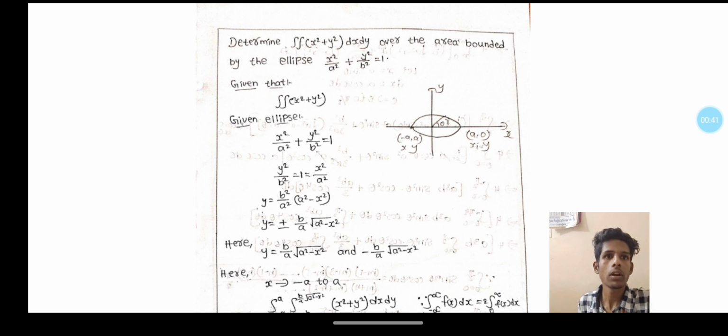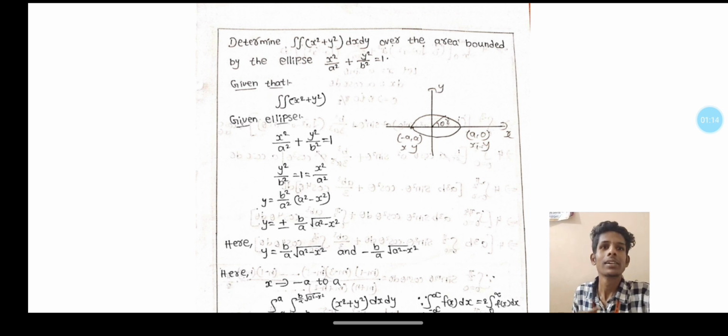dy, over the area bounded by the ellipse. The ellipse is x square by a square plus y square by b square is equal to 1. First, we will write the given in the question: double integral of x square plus y square. Now the given ellipse is x square by a square plus y square by b square is equal to 1.